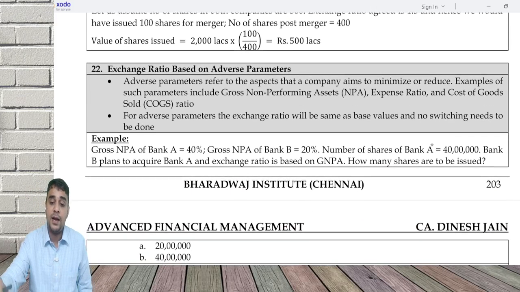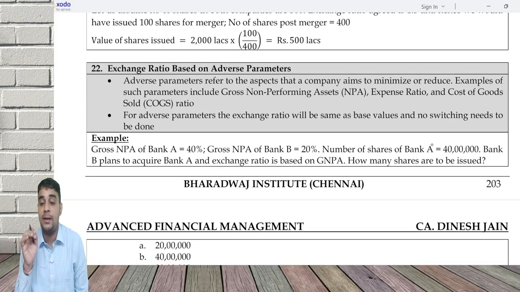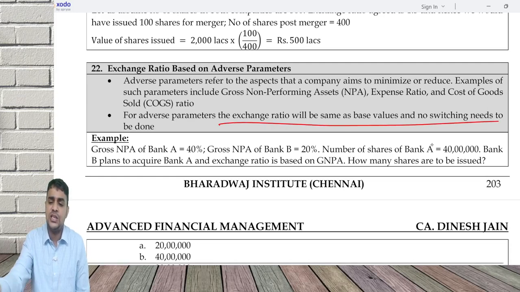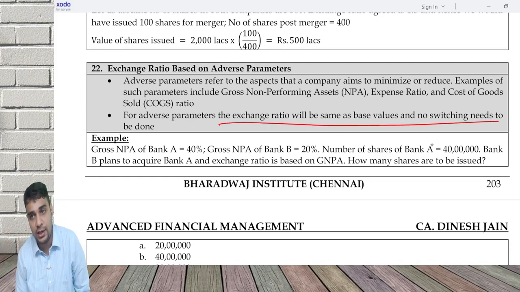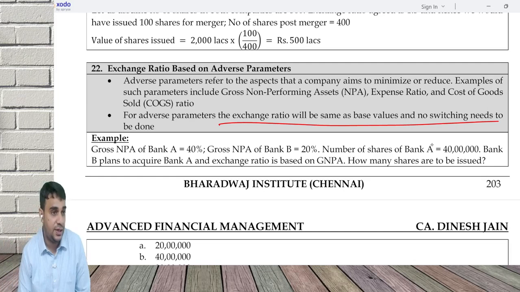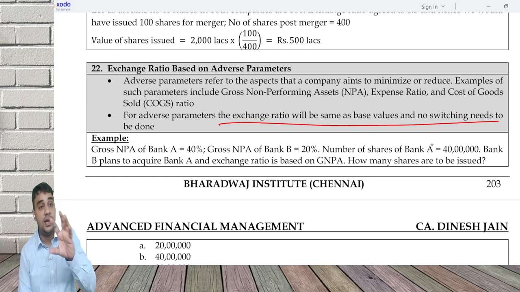So adverse parameter refers to the aspect that a company aims to minimize or reduce. Example: NPA, expense ratio, COGS ratio. In this case, the exchange ratio will be the same as the base value and no swapping needs to be done. Some students unfortunately have understood this as saying that I'll compare A and B value. If MPS of A is better than B, it is favorable, otherwise it is adverse. Nothing like that. I am very clear in my example.